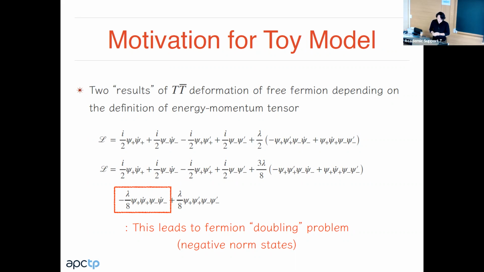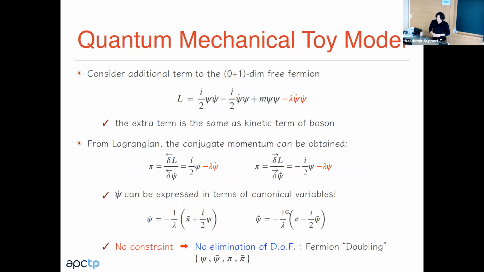We try to understand this system, so we study this very simple quantum mechanics. Now just forget about the TTbar deformation and focus on this one. It is a kind of deformation of the free fermion: the usual one-dimensional free fermion quantum mechanics with this deformation. And as you see, this deformation is very similar to the kinetic term of a boson.